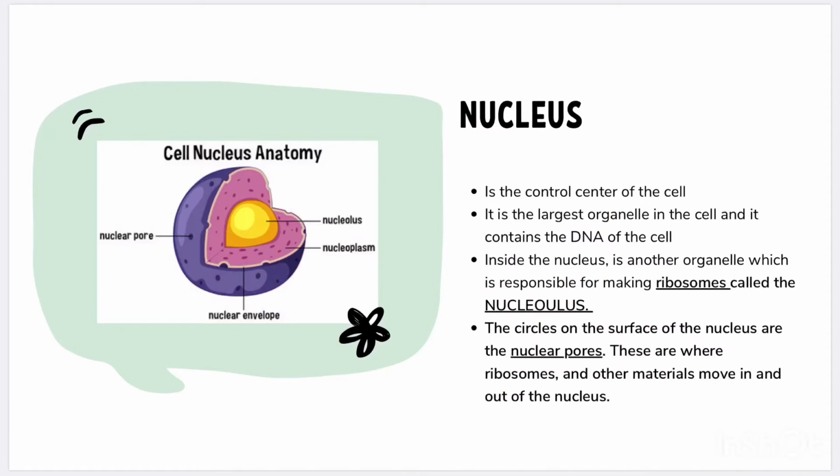The first organelle that we will tackle is the nucleus. So the nucleus is the control center of the cell. It is the largest organelle in the cell and it contains the DNA of the cell. DNA means deoxyribonucleic acid and it contains all the information for cells to live, to perform their functions and reproduce. Inside the nucleus is another organelle called the nucleolus. The nucleolus is responsible for making ribosomes.